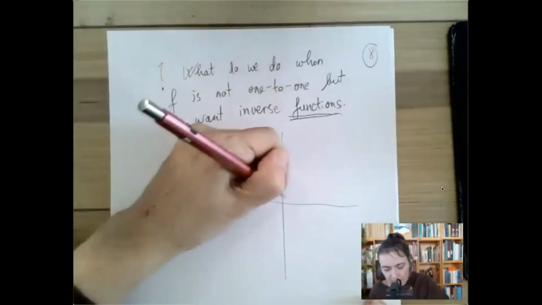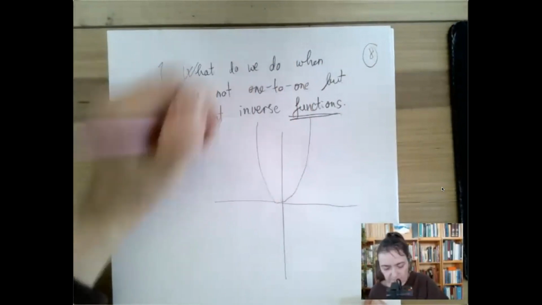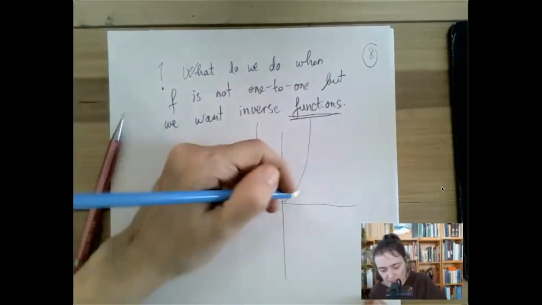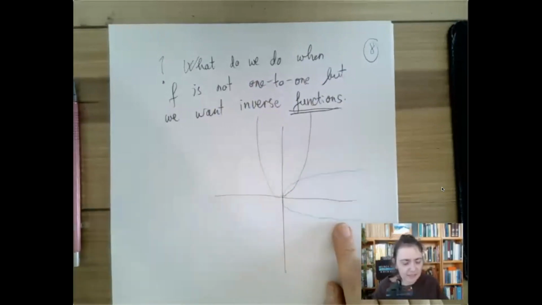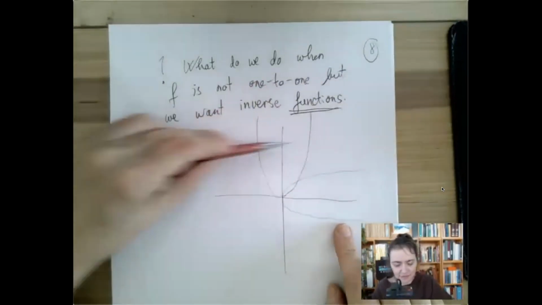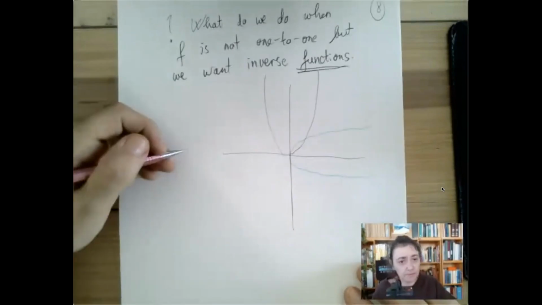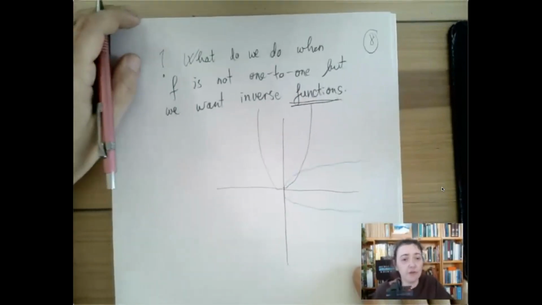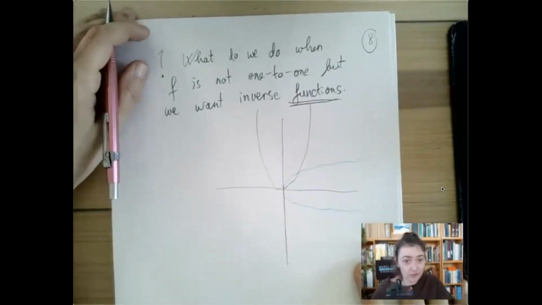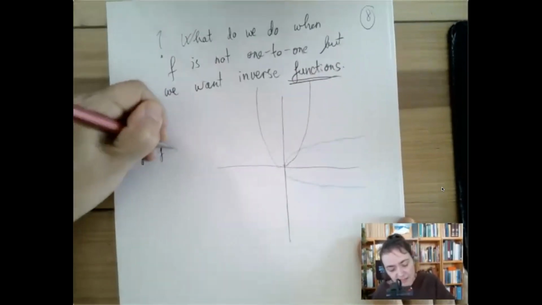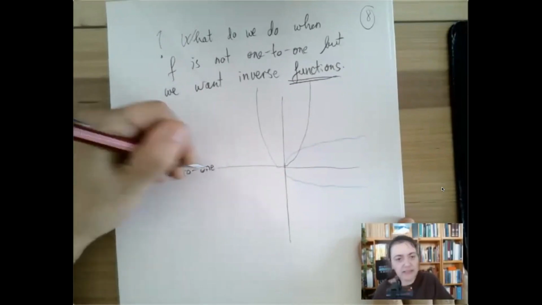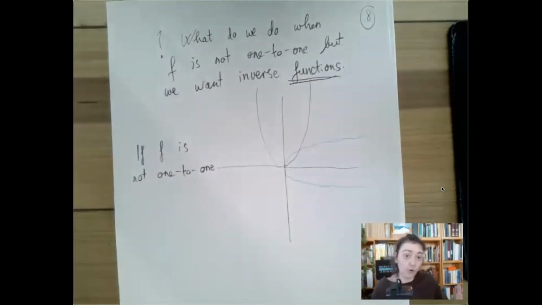For example, here is our x squared, and here is our inverse. This fails the vertical line test. Guess what? One-to-oneness can be tested with a horizontal line test. But we want an inverse function because we want an inverse operation, namely we want to take square roots. So if f is not one-to-one, what's the issue? There are 2 or more x values with the same y value. So then throw out the extra one.